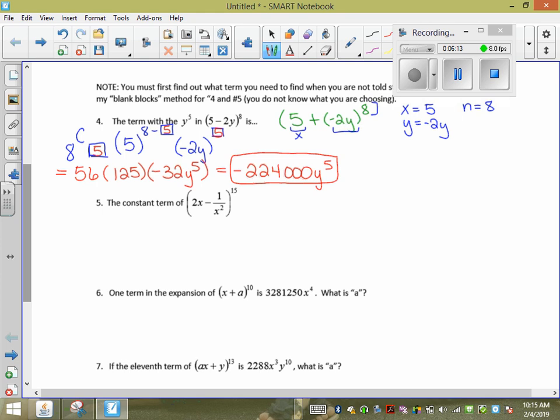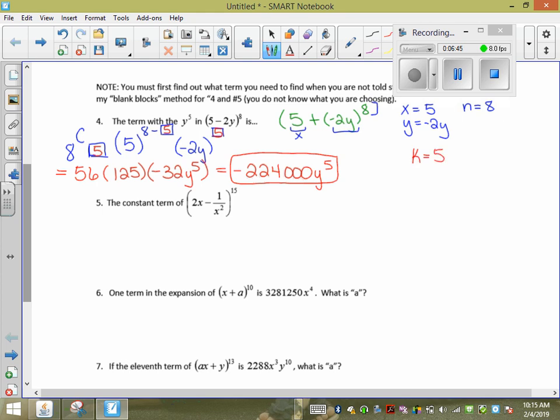Now they could ask me two separate questions on here. The term with y to the 5 in 5 minus 2y to the 8 is that term. If they ask for the term number, what term number contains y to the 5? What variable helps us get our term number? Yes, y. K is one less than the term. So we know that k equals 5 in this case.